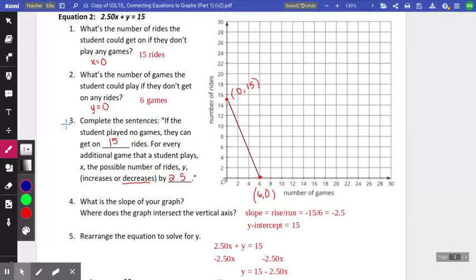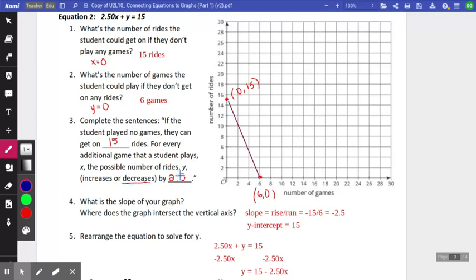For number 3, if the student played no games, based on our graph, it's real easy to see. No games means 15 rides. It's that first point we've got there. What's not as easy to see is the second part, which says for every additional game that a student plays, x, the possible number of rides, y. What we can see is if you play more games, that means you can play fewer rides. I see that because that line is going down, which tells me it's going to decrease.